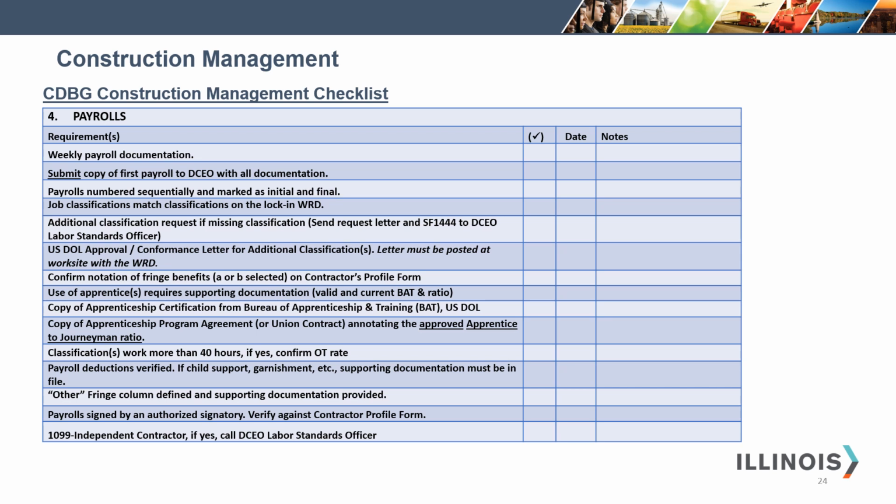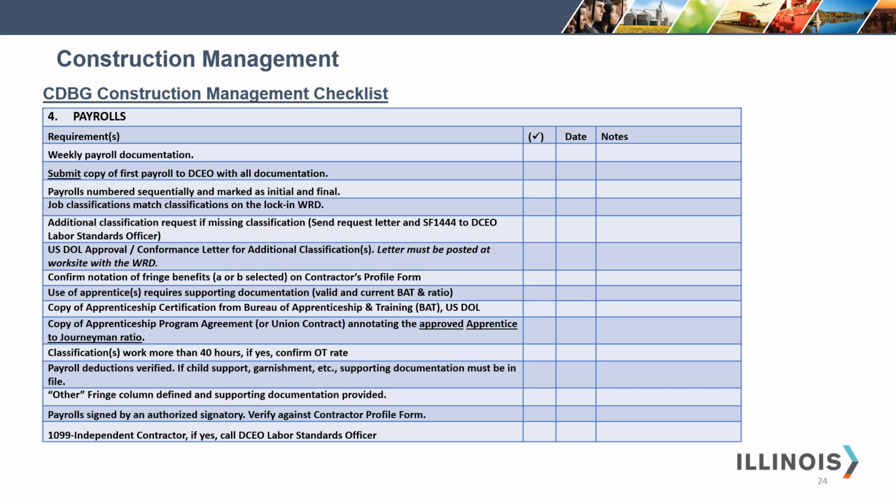Do the classifications of work exceed 40 hours? If yes, you must confirm the overtime rate. Payroll deductions must be verified. If child support, garnishment, etc., the supporting documentation must be maintained in the file. If the other fringe benefit column is used, it must be defined and supporting documentation provided. Payrolls must be signed by an authorized signatory. Verify this information against the contractor profile form.